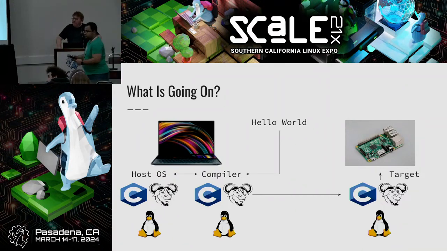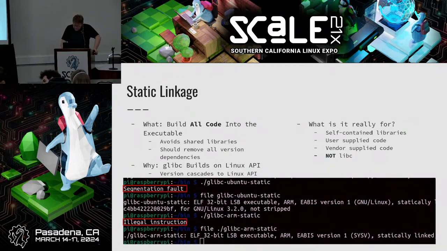Yes, go ahead. I saw on an earlier slide, when you were talking about statically linking, you ran into an illegal instruction exception. Did you end up figuring out why? The segmentation fault at least makes sense as a Linux API or kernel API problem, but illegal instruction indicates something closer to the hardware. What was the illegal instruction?